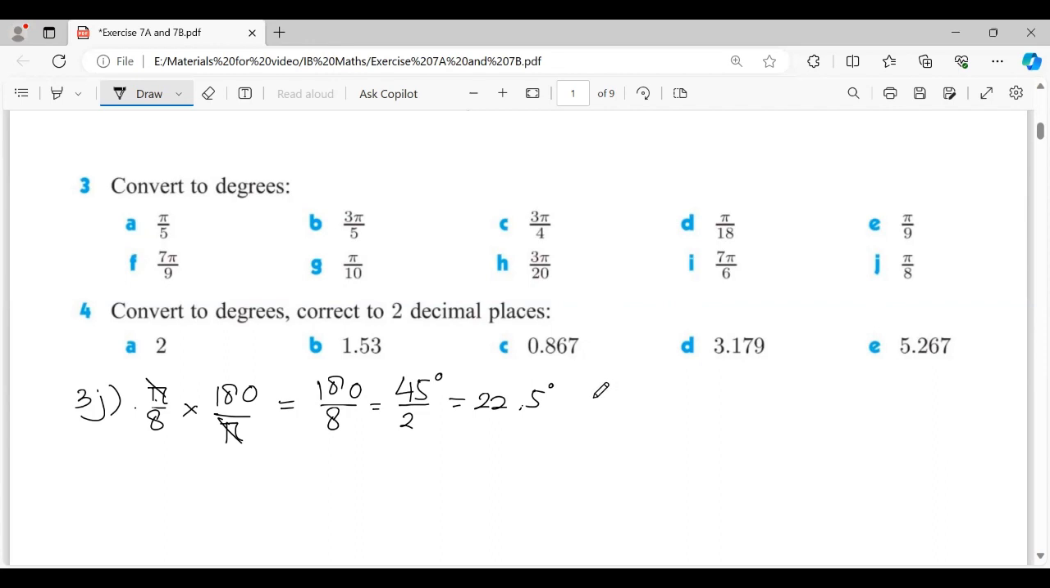After that, 3I, this one. 3I. Seven pi over 6 times 180 over pi, cancel pi. So 7 times 180 over 6. So if divided becomes 30. Okay. So the result is 210 degrees. Please. What else? 3H. 3H.